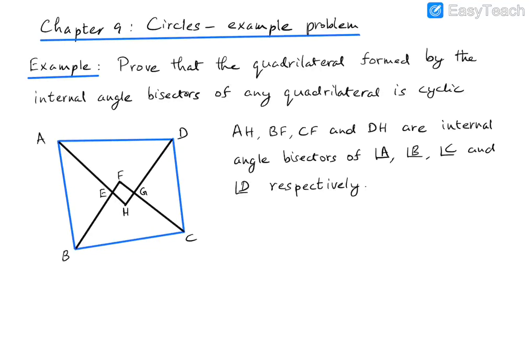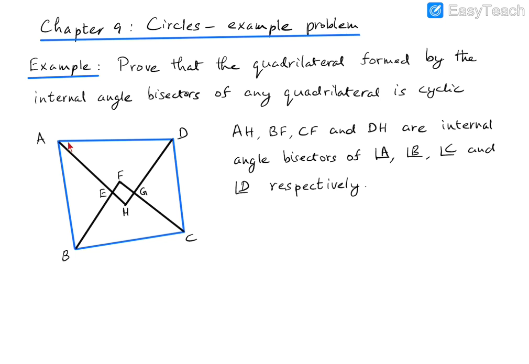In this video, we will be doing one more example from the chapter of circles based on the concept of cyclic quadrilaterals. We are given a quadrilateral ABCD in this example, and we have said that there are internal angle bisectors for the four angles of the quadrilateral.